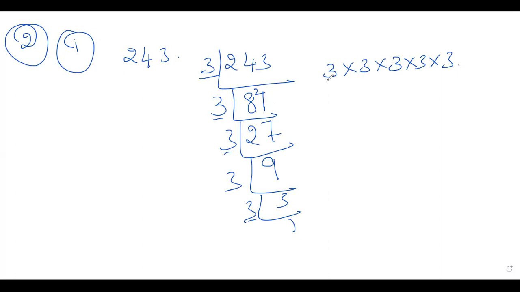Okay, children. Group 3, 3 numbers. Here we are left with 3 only 2 times. So now you can say which number you are going to multiply to this to make it a perfect cube.